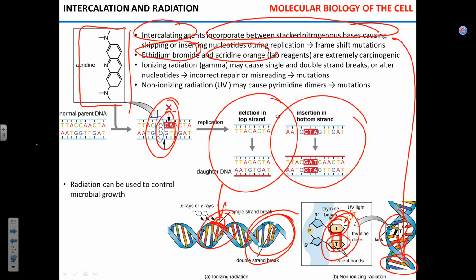Skipping the nucleotides, different types of frame shifts for intercalating mutations. Double strand break, which is pretty brutal, for ionizing radiation. Or thymidine dimers, pyrimidine dimers for the UV light. Yes?